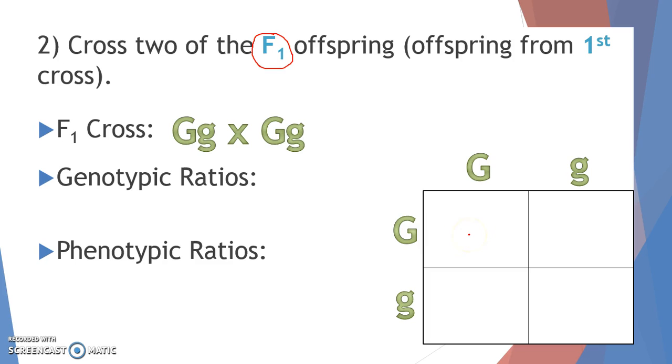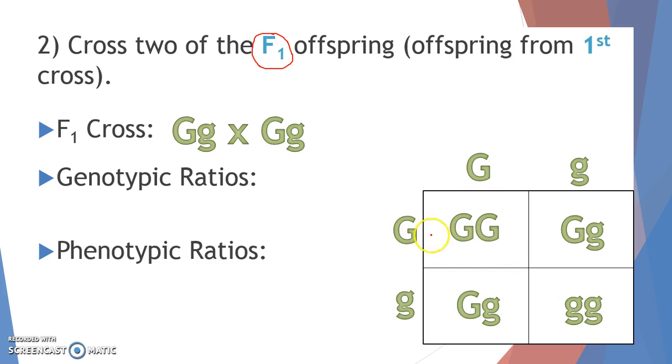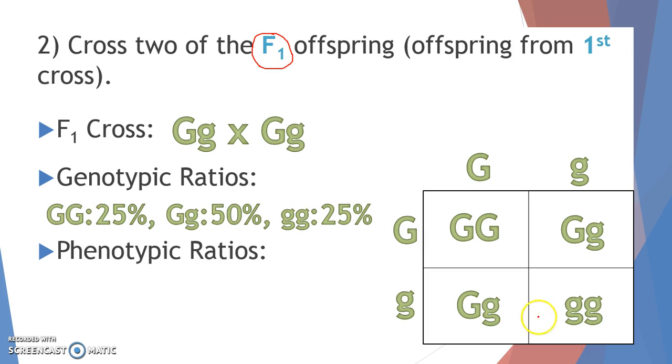This first box will be homozygous dominant. The second box will be heterozygous. Third box will be heterozygous. And the fourth box will be homozygous recessive. So I crossed them. Now I figure out their genotypic ratios. And like always, start in the first box, homozygous dominant, write it down. How many boxes? It's in 1 box, so 25%. Move on to the next box in the Punnett square, heterozygous. How many boxes? 2, so 50%. And the last box, homozygous recessive, only in 1 box, 25%.